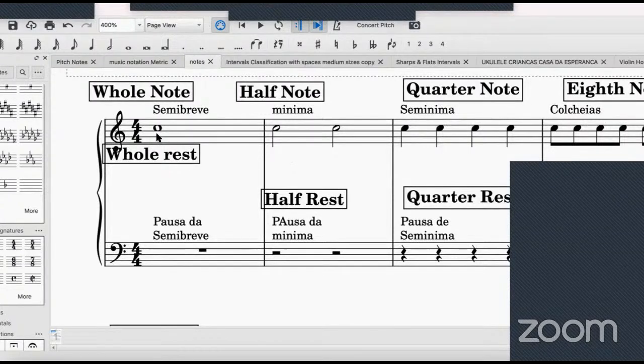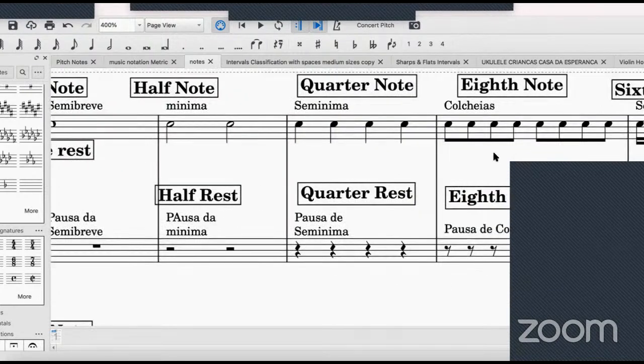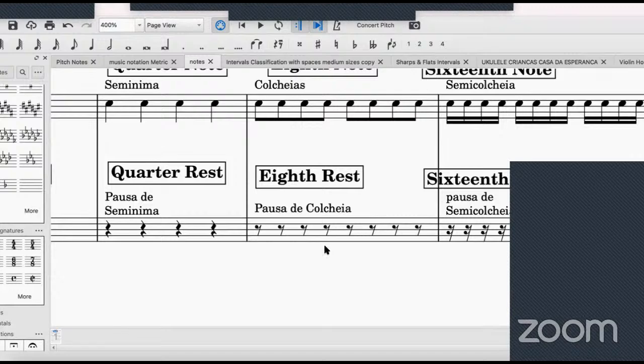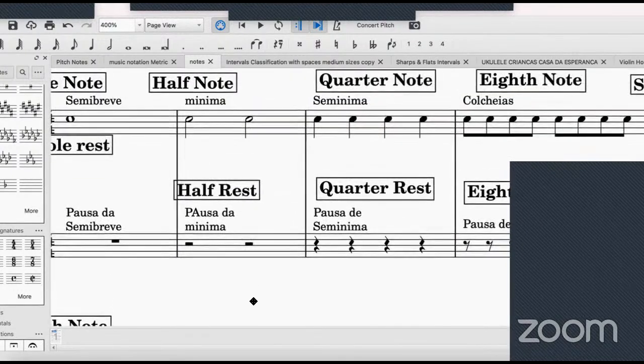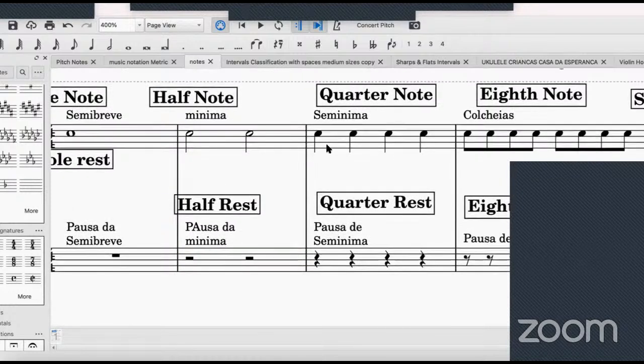One whole note is equal to 2 half notes. One whole note is equal to 4 quarter notes. One whole note is equal to 8 eighth notes. One whole note is equal to 16 16th notes. One half note is equal to 2 quarter notes. One half note is equal to 4 eighth notes.